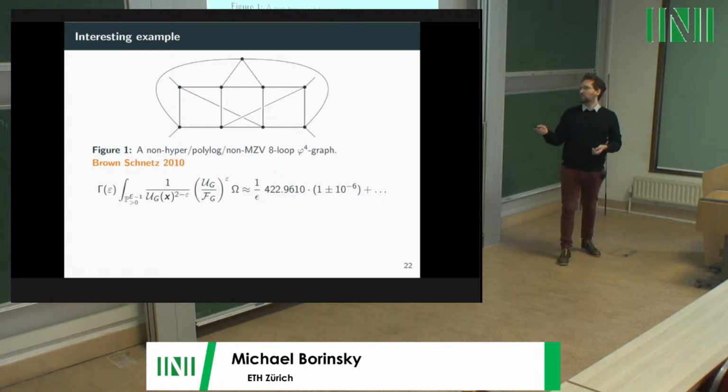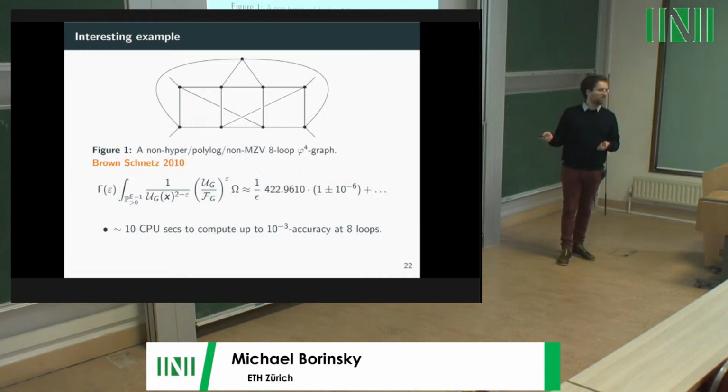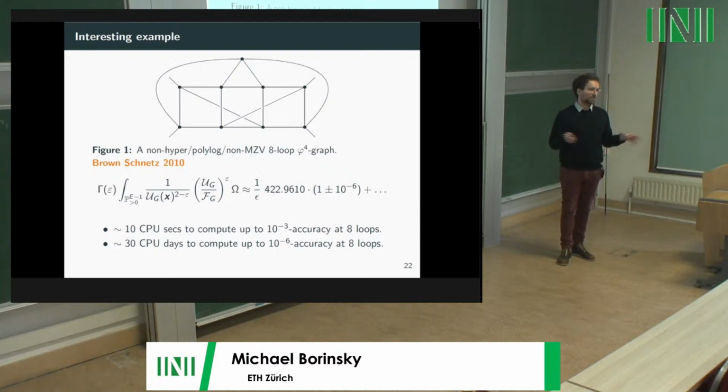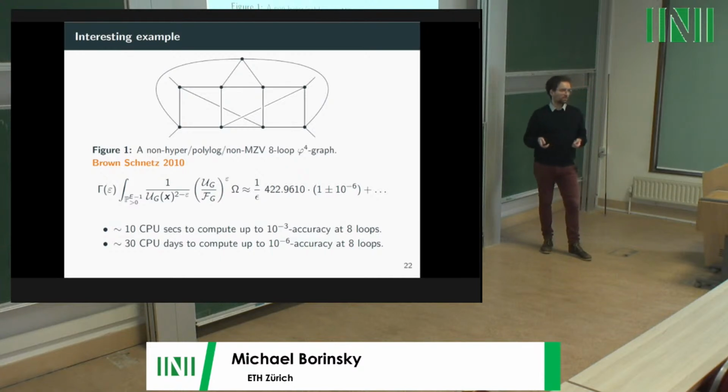So with this approach, we can compute it here to 7 digits or 6 digits. And to give you some numbers, this takes about 10 CPU seconds to get 3 digits on a laptop, but it already takes 30 CPU days to get these 6 digits. But of course, you don't make your single computer run for about a month, but you take one computer with 60 CPU cores and run it for half a day.